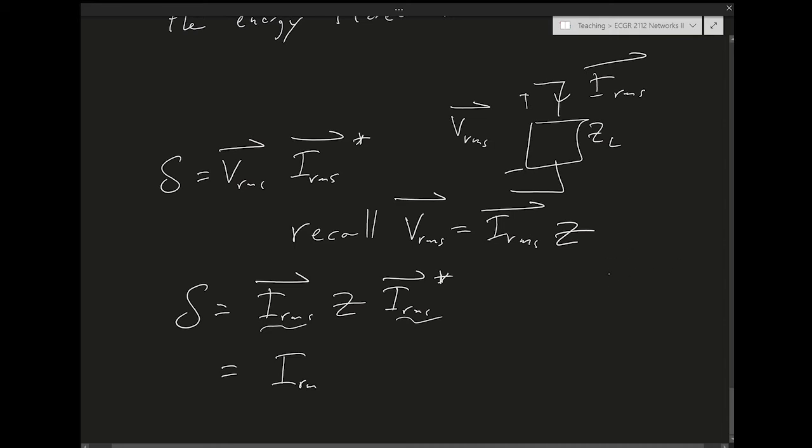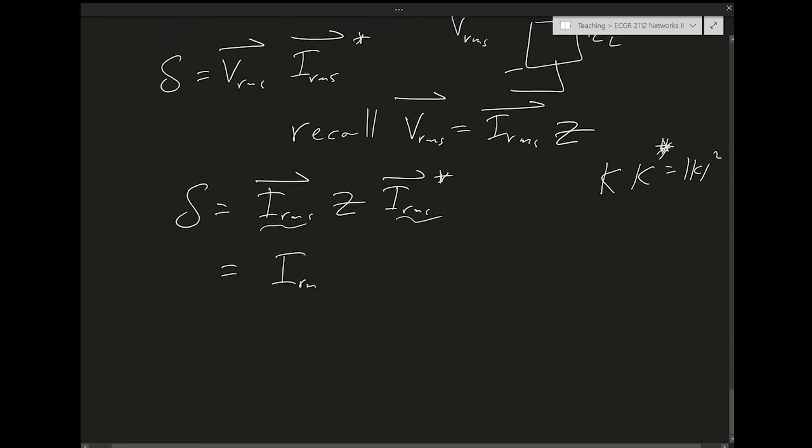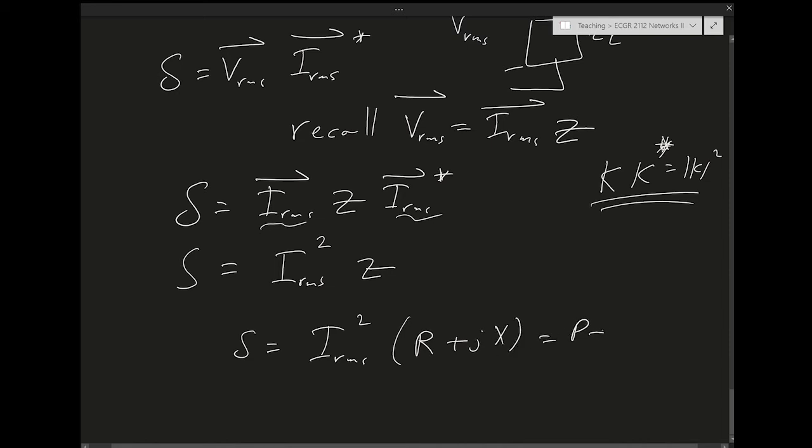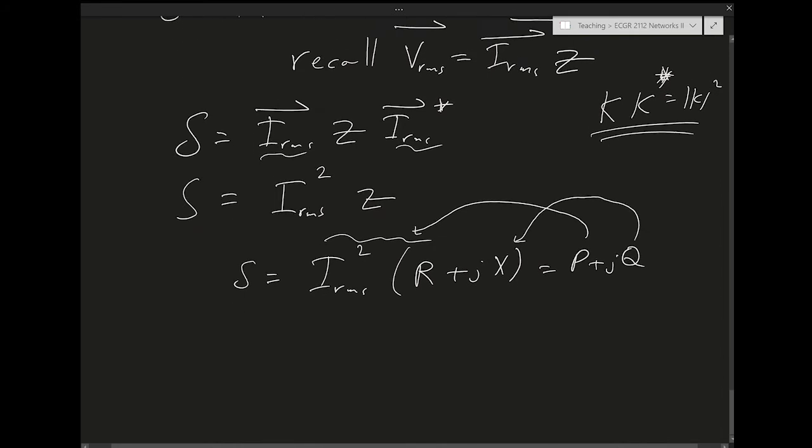Let me write this another way. A complex number K times its conjugate equals the magnitude of K squared, right? So the magnitude of the phasor IRMS is just IRMS. So this becomes IRMS squared times Z. That's a basic property of multiplying a complex number by its conjugate. So S in this case is IRMS squared times Z. Z is just R plus JX. This is equal to P plus JQ. So we can say P is just IRMS squared R, and Q is just IRMS squared X.